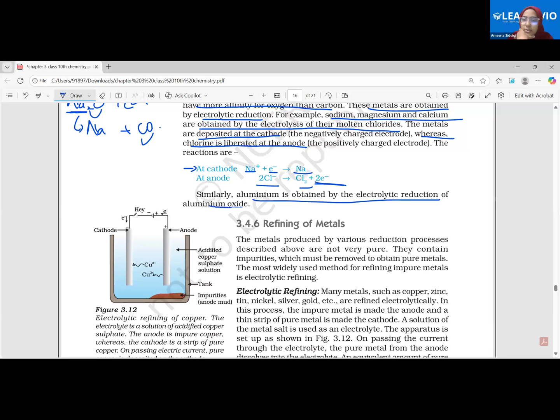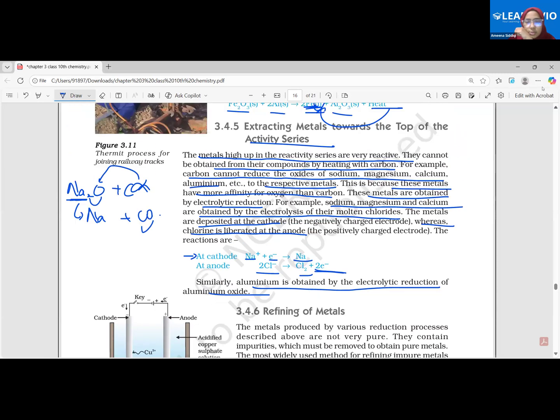Any problem? No, ma'am. In the similar manner, aluminium is also obtained by the reduction of aluminium oxide. Again, aluminium on cathode, oxygen on the anode, right? We'll have O2 on the anode, pure aluminium on the cathode. Any problem? No, ma'am. Let's quickly see one thing here, if they have written it or not.